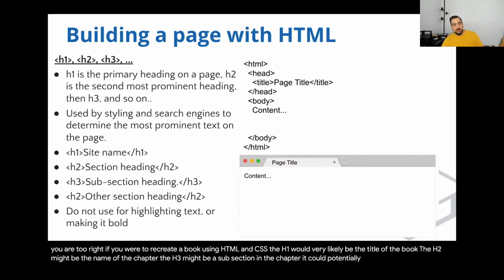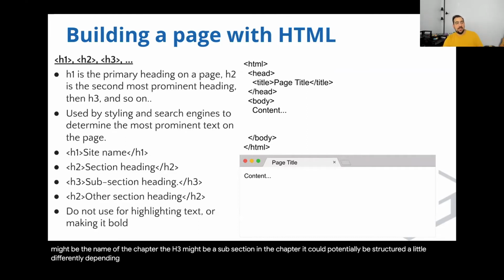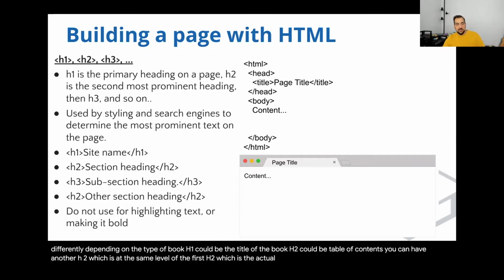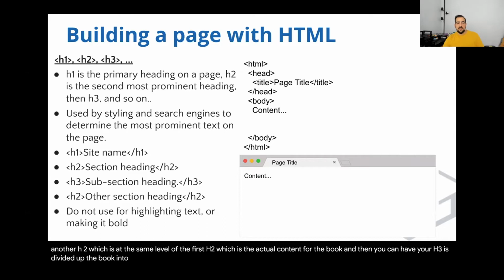It could potentially be structured a little differently depending on the type of book. H1 could be the title of the book. H2 could be table of contents. You could have another H2, which is at the same level of the first H2, which is the actual content for the book. And then you could have your H3s divide up the book into chapters.